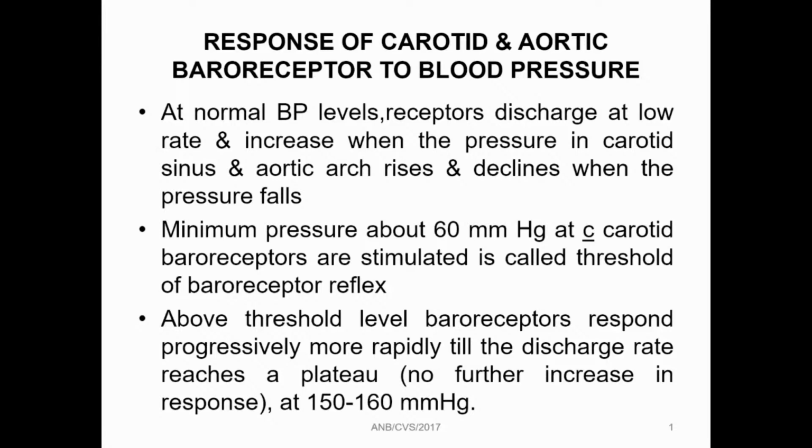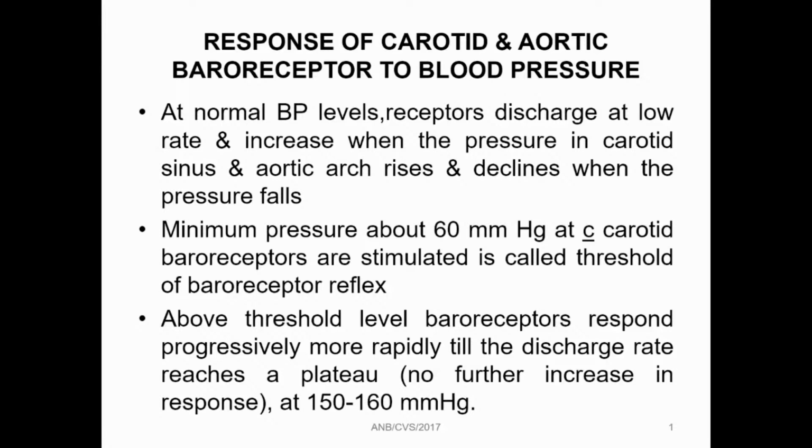The minimum pressure, about 60 mm of mercury, at which carotid baroreceptors are stimulated is called the threshold of baroreceptor reflex. Now there is a range over which baroreceptors are active. Generally it is said to be 50 to 160 mm of mercury, or 60 mm of mercury. What does it mean? When the pressure falls from its normal level to 60 mm of mercury, the carotid baroreceptors are stimulated, and it is called the threshold of stimulation of this baroreceptor reflex.